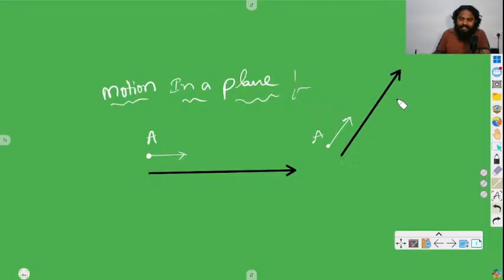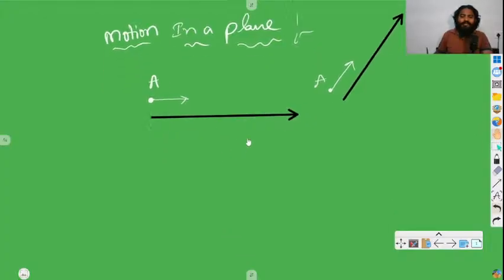It is an axis, a reference line. We call it a frame of reference or reference line. This reference line is enough to study the motion of this particle, right? So such kind of motion is called one-dimensional motion. Now, motion in a plane or two-dimensional motion.